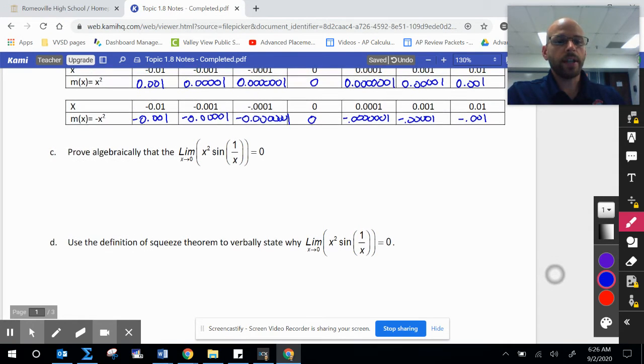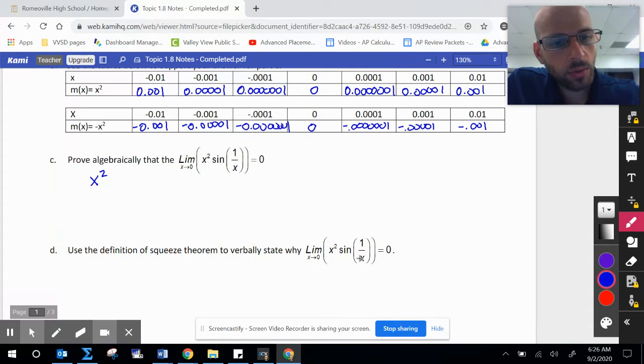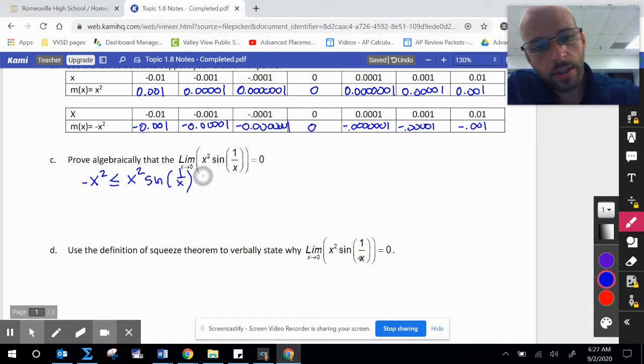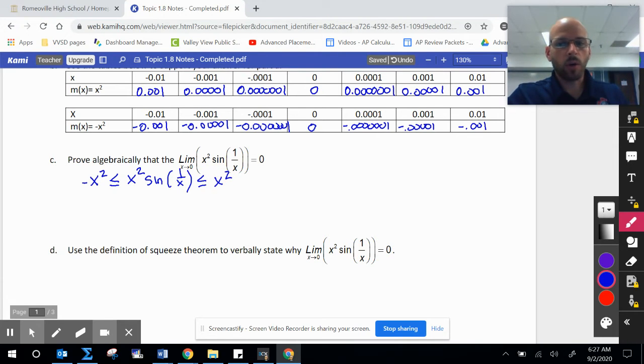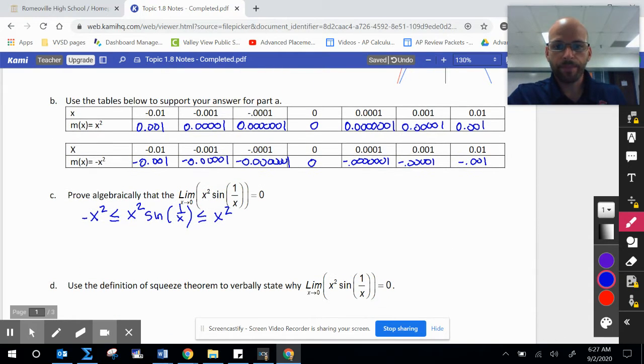So we want to prove this algebraically. We want to prove that this limit is going to be 0 using some mathematical logic. Here's what I'm going to do: to start with, negative x squared is less than or equal to x squared sine of 1 over x, which is less than or equal to a positive x squared. You can see from that graph that the function is going to be sandwiched in between.